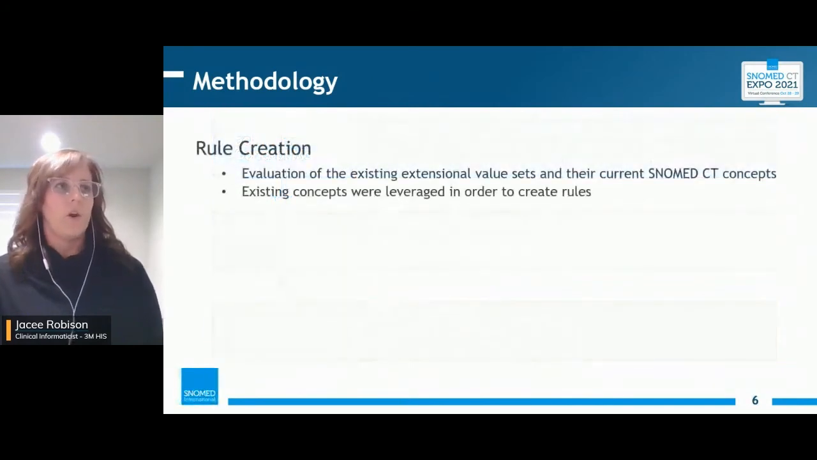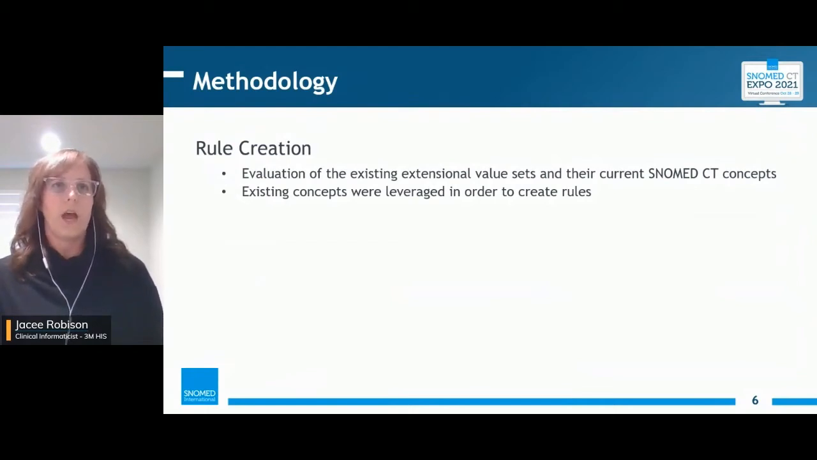We then started our process of converting the value sets. This included three phases: rule creation, concept aggregation, and quality assurance. During the rule creation phase, we evaluated the existing value sets and their current concepts. The existing concepts on the value sets were leveraged to help us get the attributes needed to then build the rules. Using a custom internal tool, we gathered sets of definitional attributes and then assigned relational and logical operators.